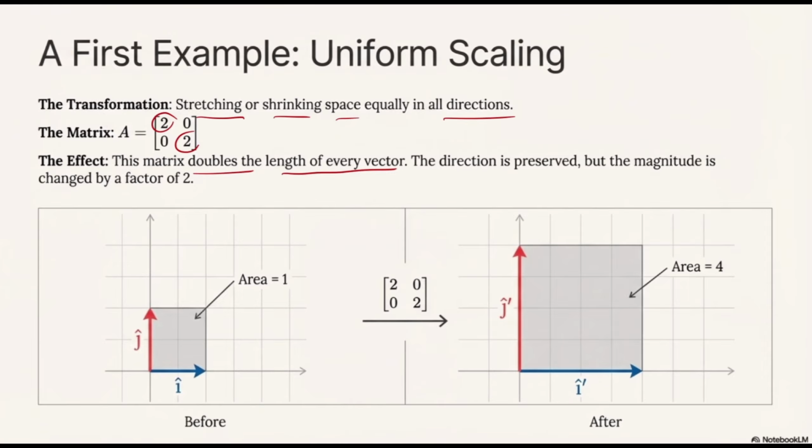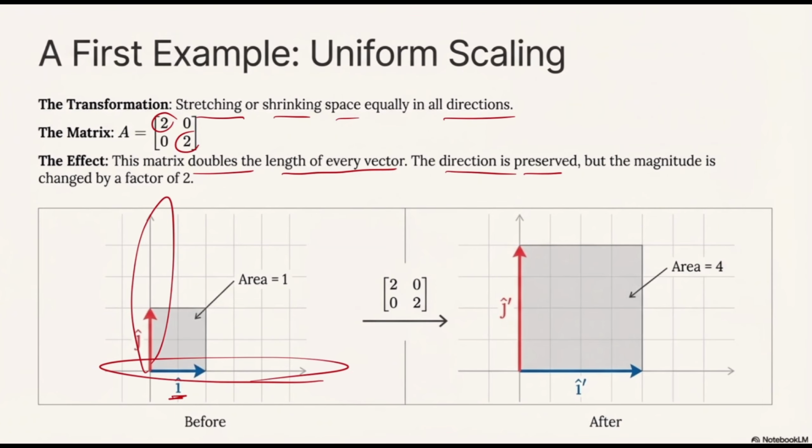We know that we have the x-axis part that we show as the smallest step by i step, and we have the y-axis step. We show it with j. So the matrix is going to double the length of every vector. The direction is preserved, but the magnitude is changed by a factor of 2.